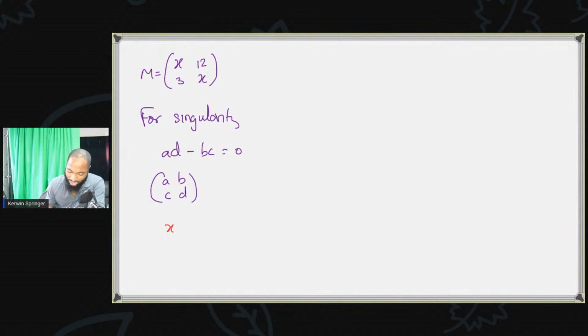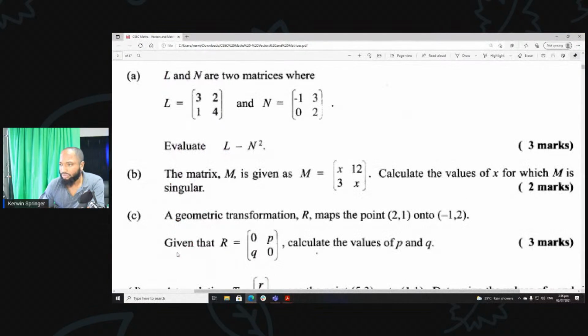X times X. I feel like I just want to put x squared here. Somebody put 2x in the chat. So x times x is x squared, minus 3 times 12, giving us a nice square number, 36. We love to see it. So x squared minus 36 is equal to 0. So x squared is equal to 36. Now we're in math, so we want to include plus or minus.